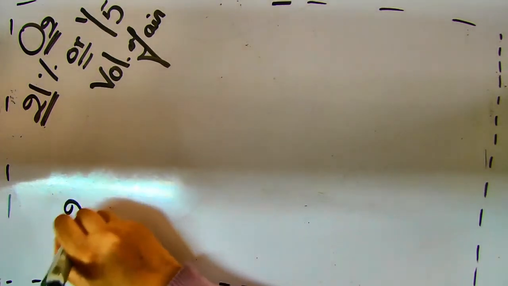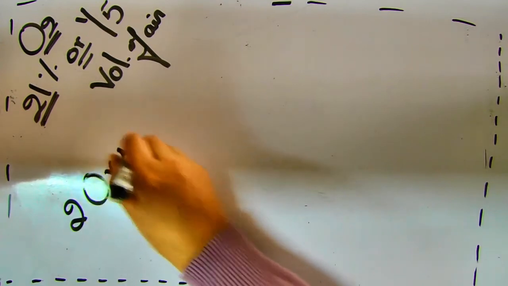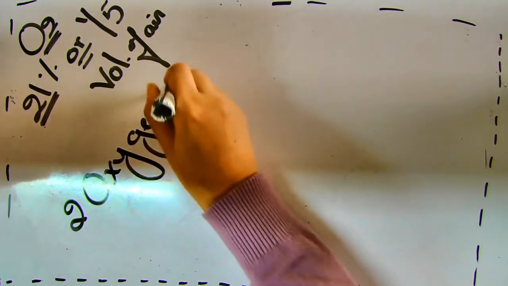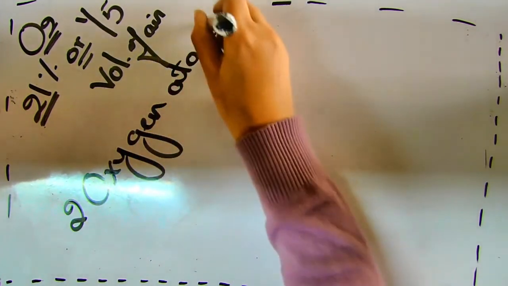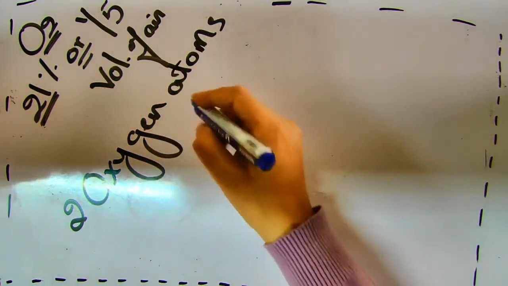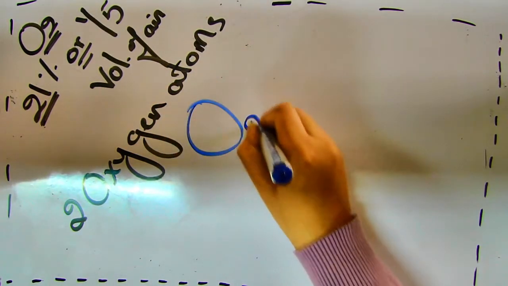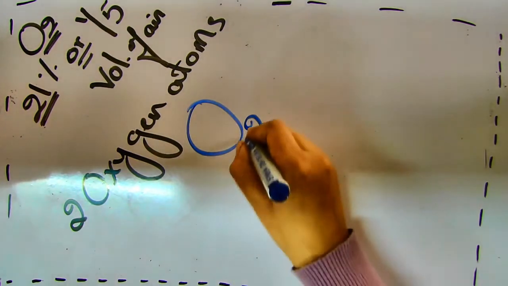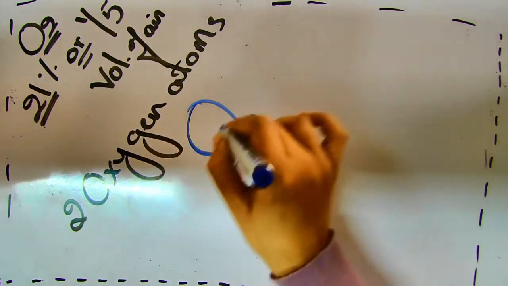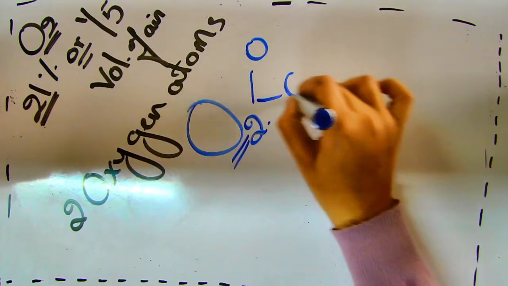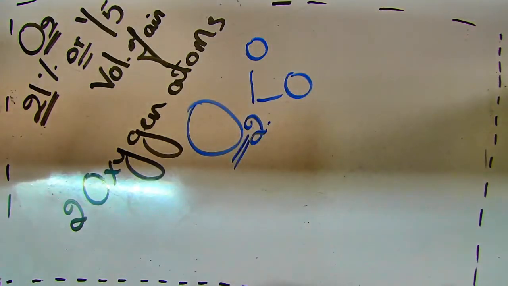Structure of oxygen. The oxygen molecule consists of 2 oxygen atoms. So its symbol is O2. It consists of 2 oxygen atoms, O and O, where O is the first letter of the word oxygen. Okay.